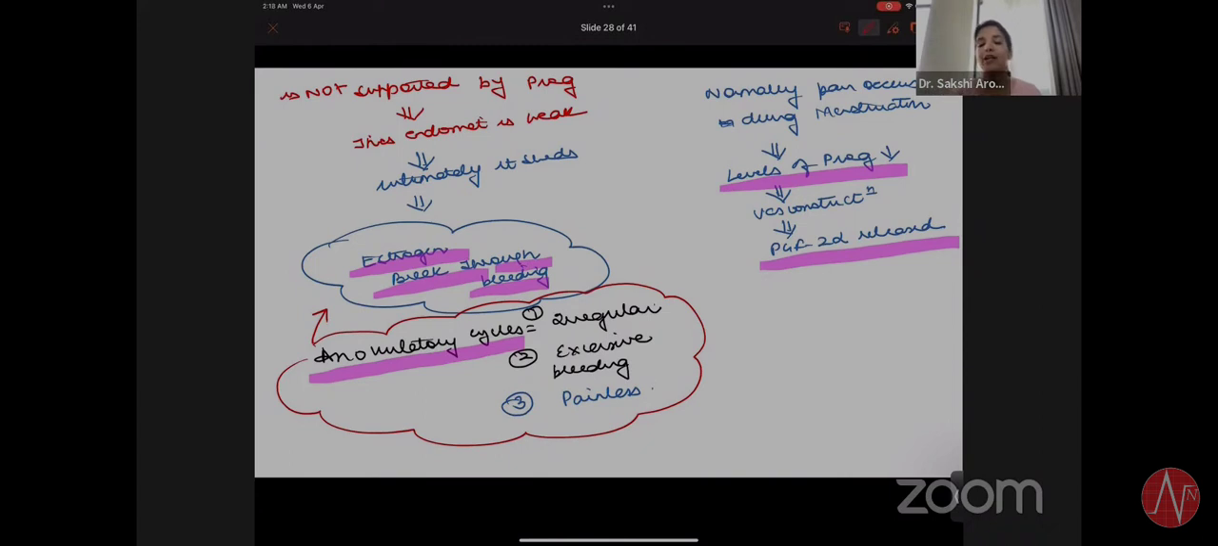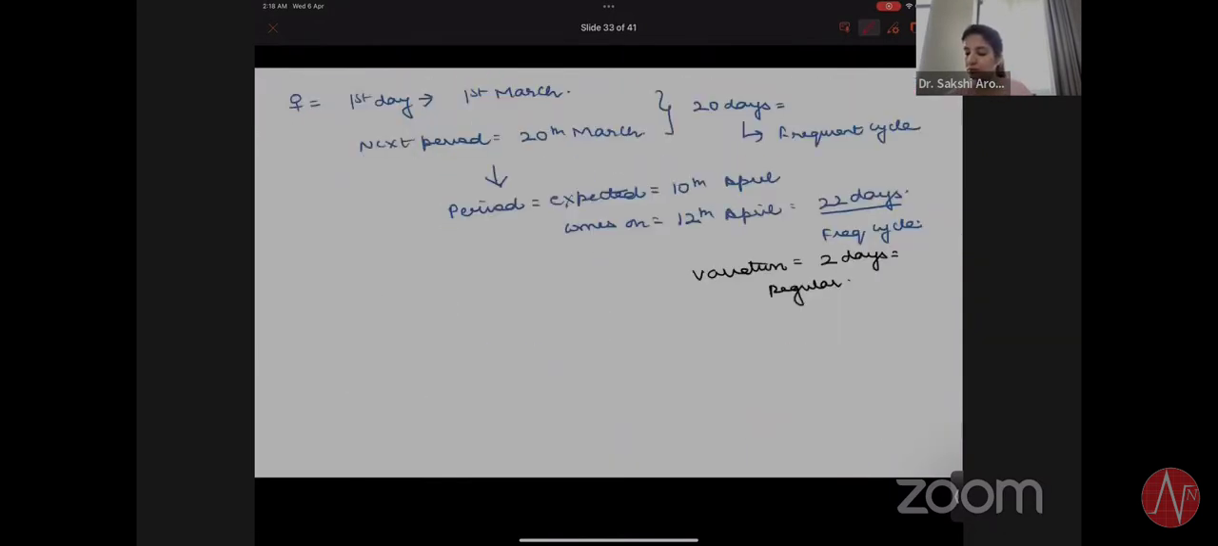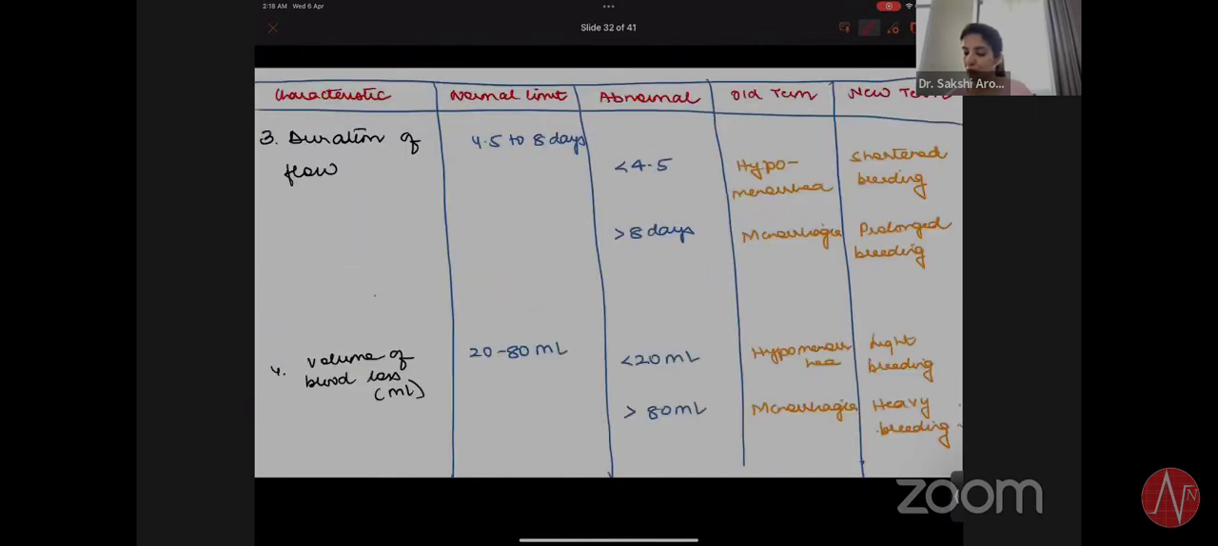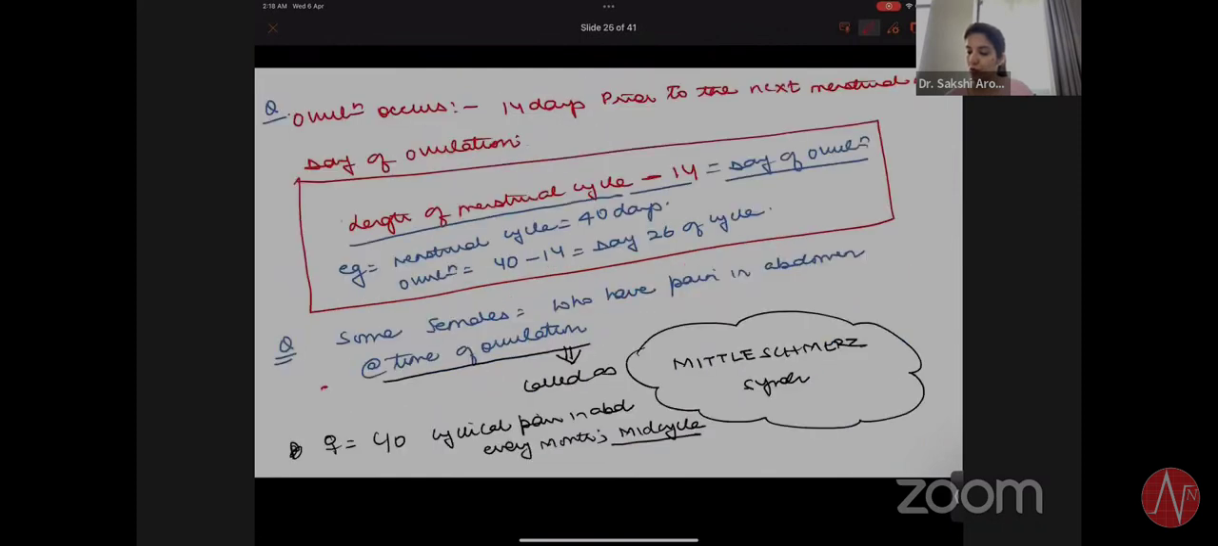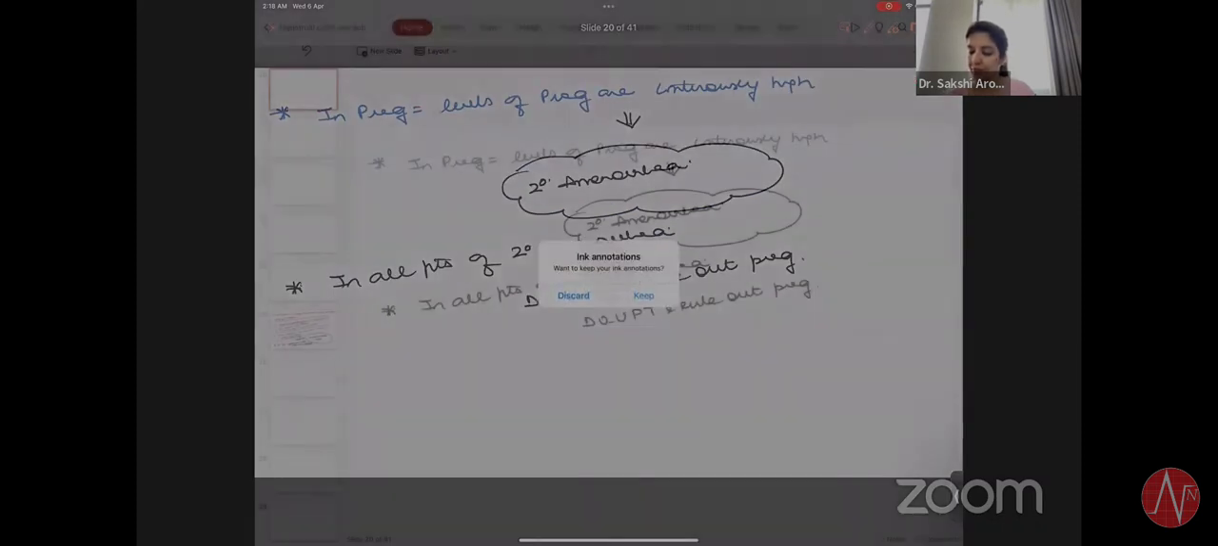What I am teaching today in AUB, you follow that, because the guidelines have changed. Now our national guidelines have come which describe the characteristics of the menstrual cycle. So please, what I am telling in the lecture today, you are going to follow this. All the Nursing Next students, you are not going to follow what I have taught earlier. Yes?